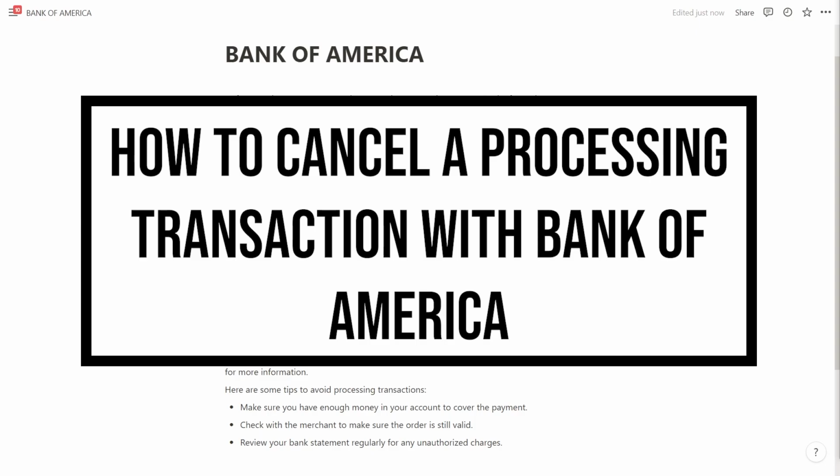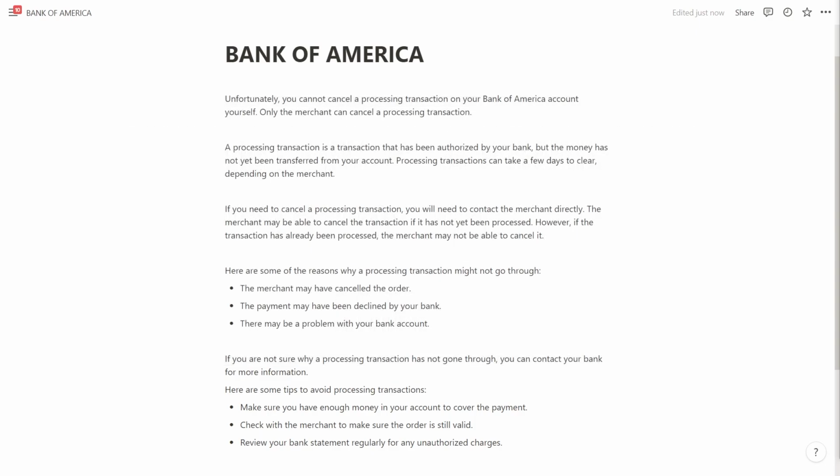How to cancel a processing transaction on your Bank of America account. Today we're going to be looking at if it is actually possible to cancel a processing transaction on your Bank of America account. Unfortunately, you cannot cancel processing transactions on your Bank of America account yourself. Only the merchant can cancel a processing transaction.